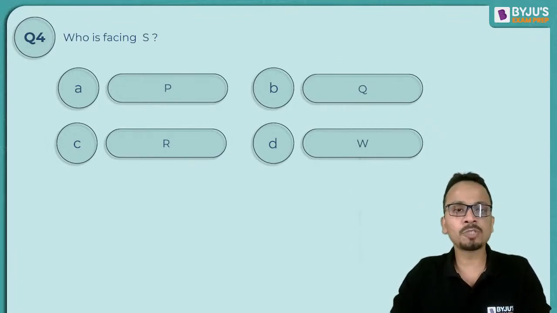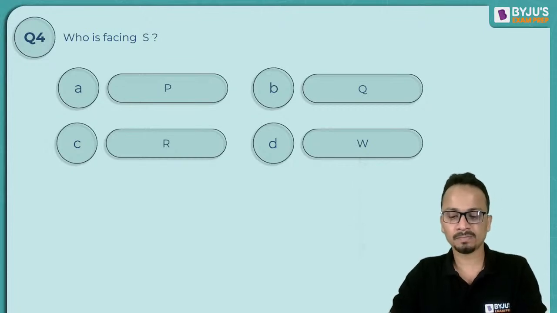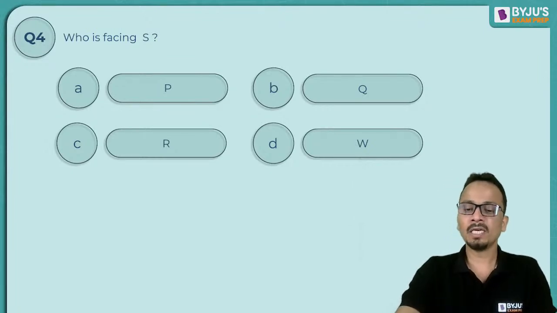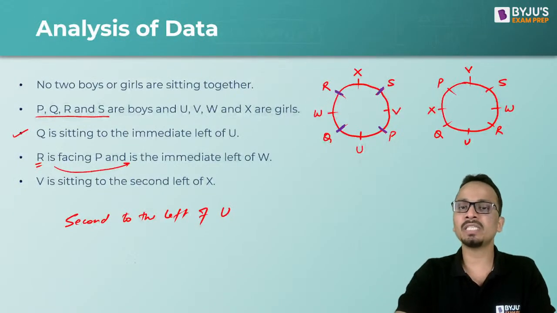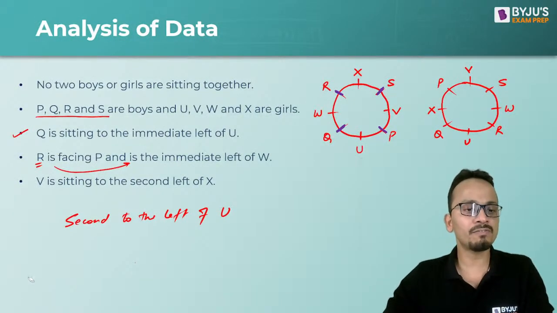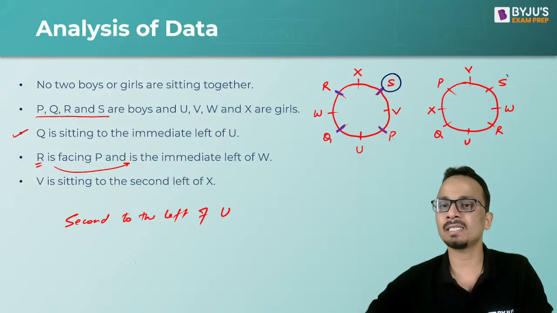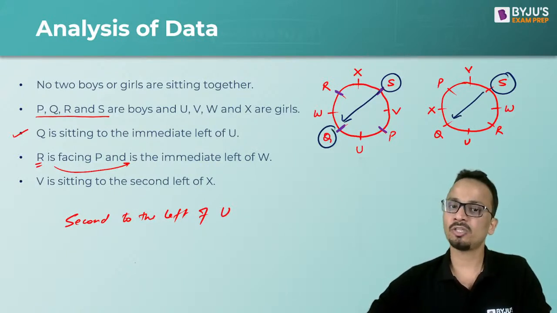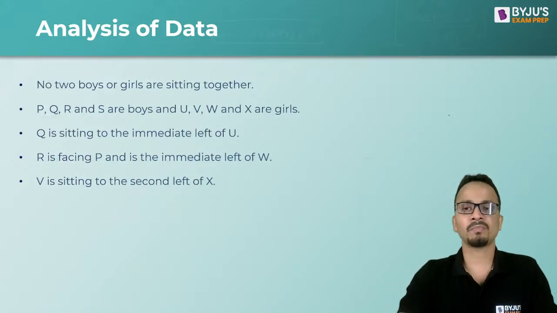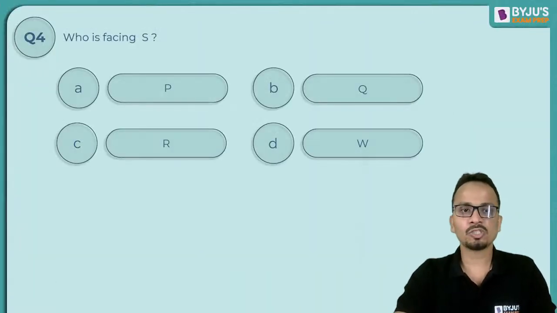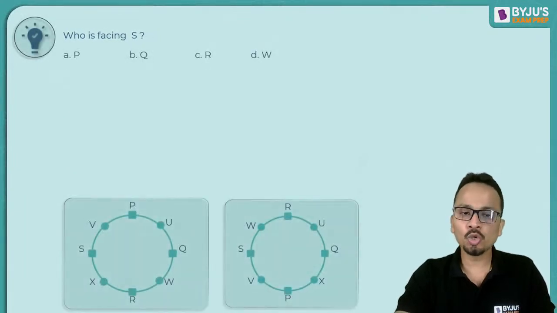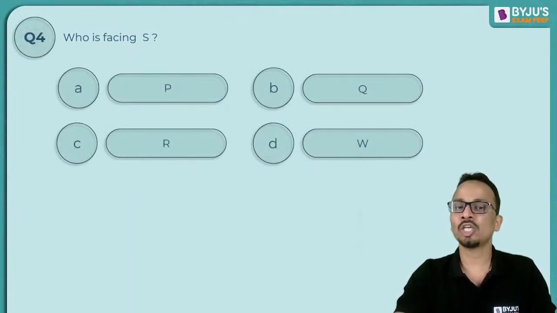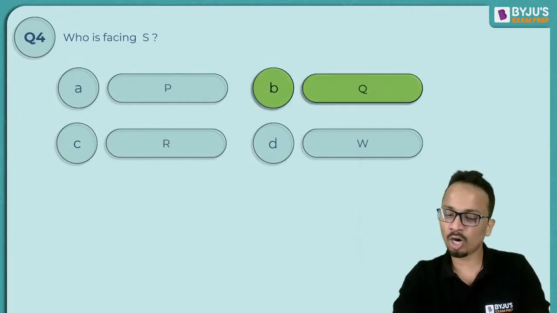All right, so which option, A, B, C, D, is the correct answer? Nice. Now, if I move back to the arrangement that I have drawn, they're asking who is facing S. Now, S is at this place, and in both cases, Q is facing S. So, yes, we have a unique answer for this one. So, it is Q who is facing S. So the correct answer, yes, it will be option B. So all of you are absolutely correct.